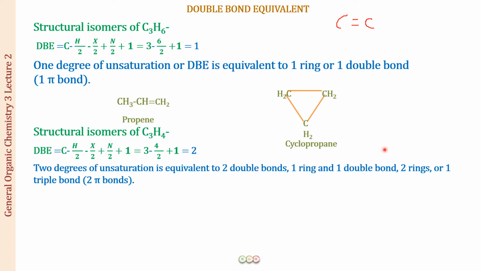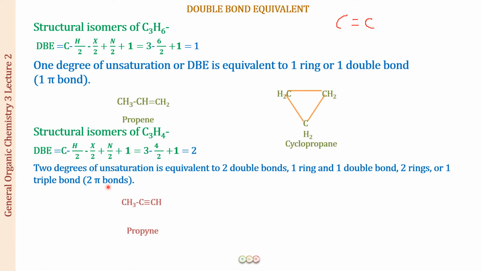Alright, or what I can do is draw a triple bond also, because one double bond is 1 pi bond and one triple bond is 2 pi bonds. So this is also 2 pi bonds; a triple bond is also 2 pi bonds. Perfectly fine. So these are my possibilities. So let us see what all structures we can draw for C3H4.